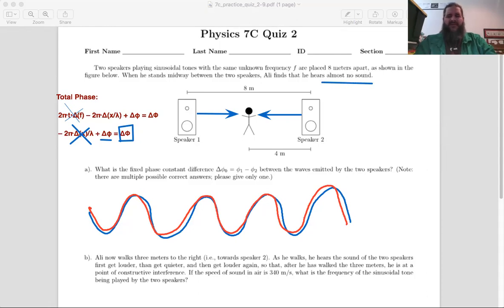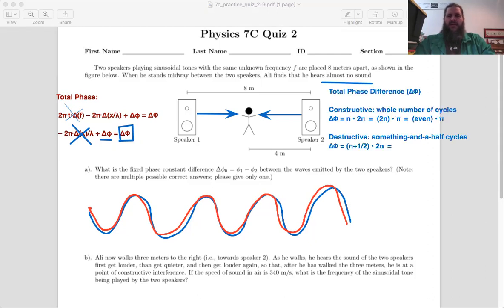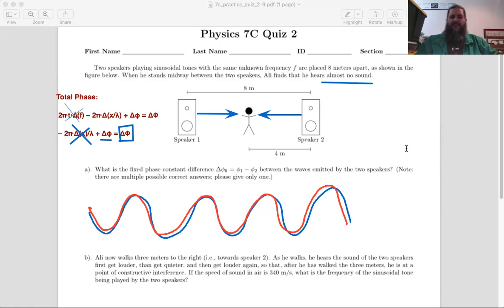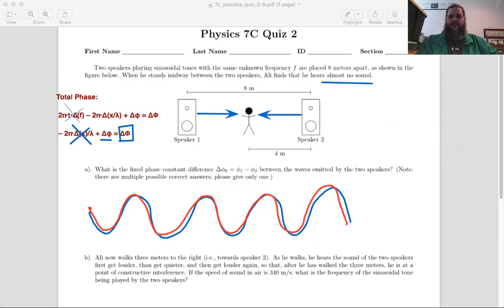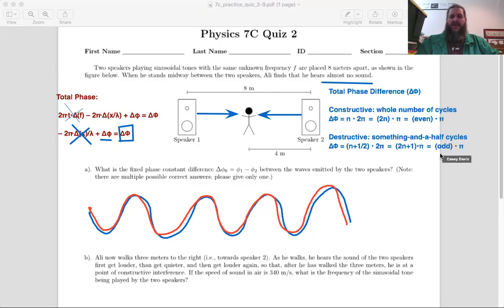Whereas something and a half cycles would be something and a half times 2 pi. If you multiply that out though, multiplying the 2 times the n and the 2 times the 1/2, you get 2n plus 1 pi. And what kind of a number is 2n plus 1? Odd. Right. Again, nothing particularly special about odd numbers in this context. It's just that something and a half times 2 pi will always work out to an odd number times pi.